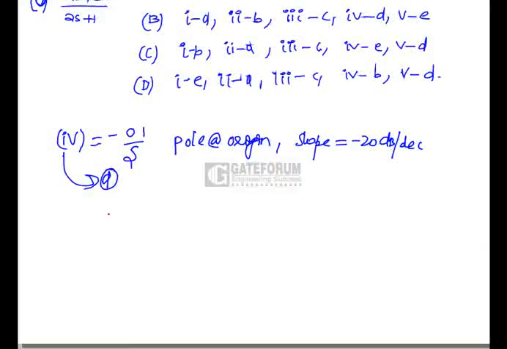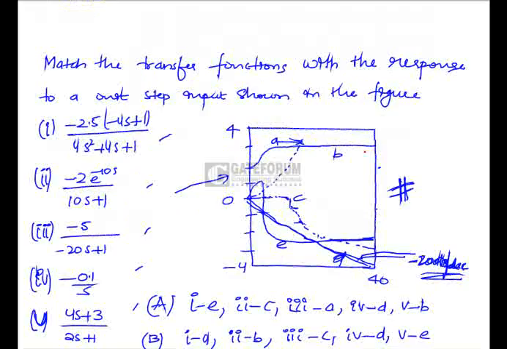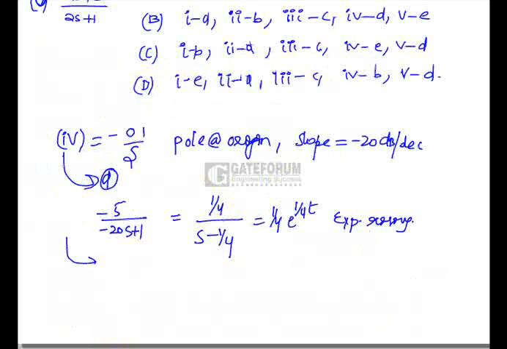Now observe transfer function 3: minus 5 by minus 20 s plus 1. How can you reduce this one? This is equal to 1 by 4 times of s minus 1 by 4, which is 1 by 4 times e power plus 1 by 4t. What does this mean? That this is exponentially rising. In these 5 characteristics we have an exponentially rising characteristic, so characteristic A is represented with transfer function 3.